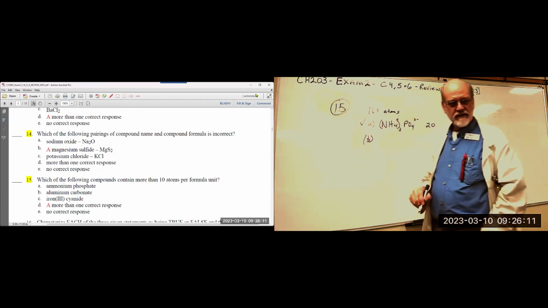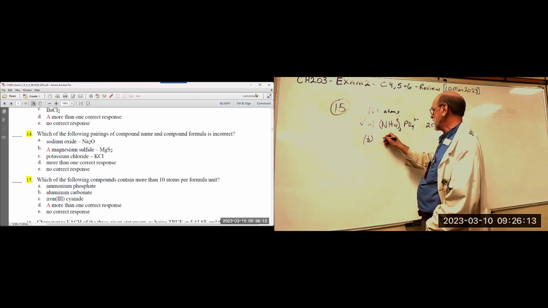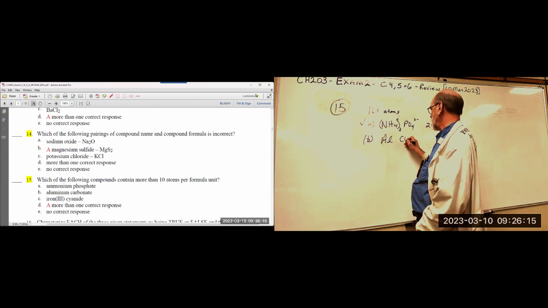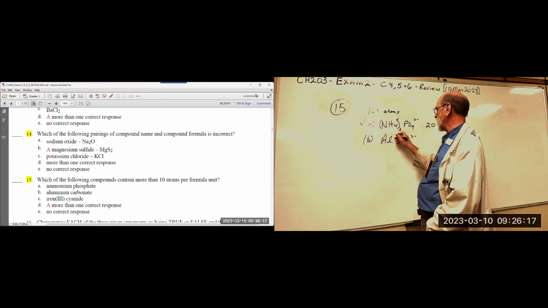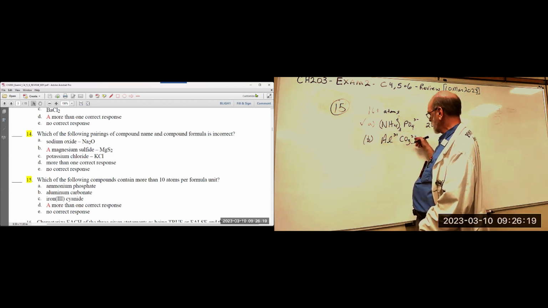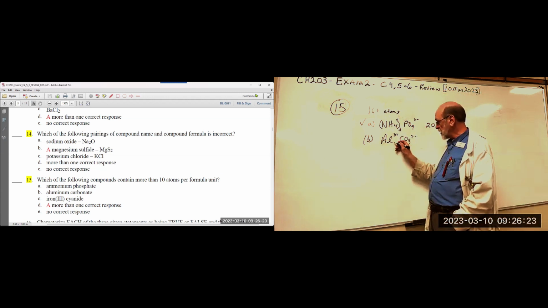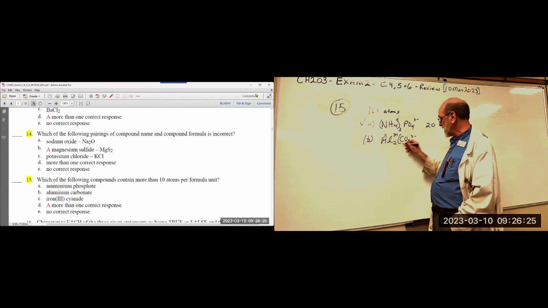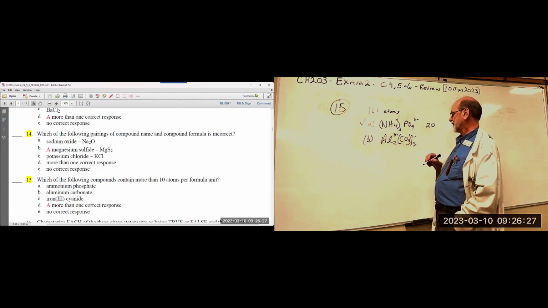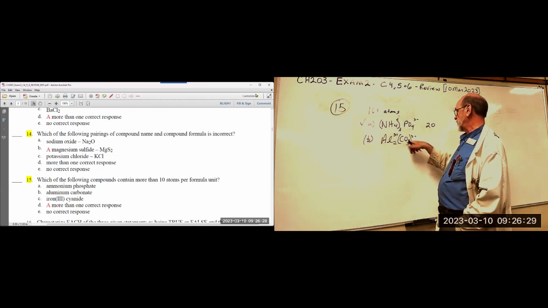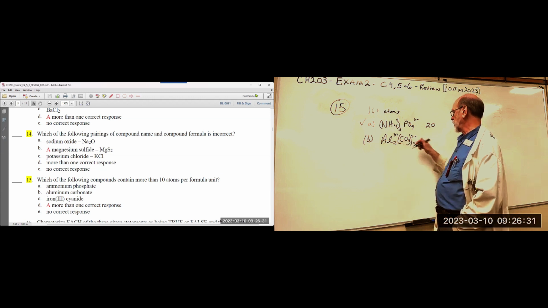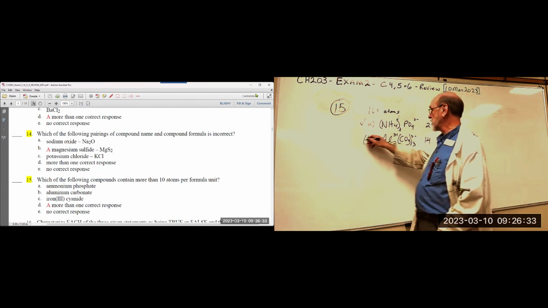How about B? Aluminum carbonate. Aluminum. There's your carbonate with a 2- charge. Aluminum is 3+. So this one, the best way to handle this one is cross multiply. Take that 2 and put it over here. Take that 3 and put it over there. So now we have, let's see, 4 × 3 is 12, 13, 14. That one is more than 10.